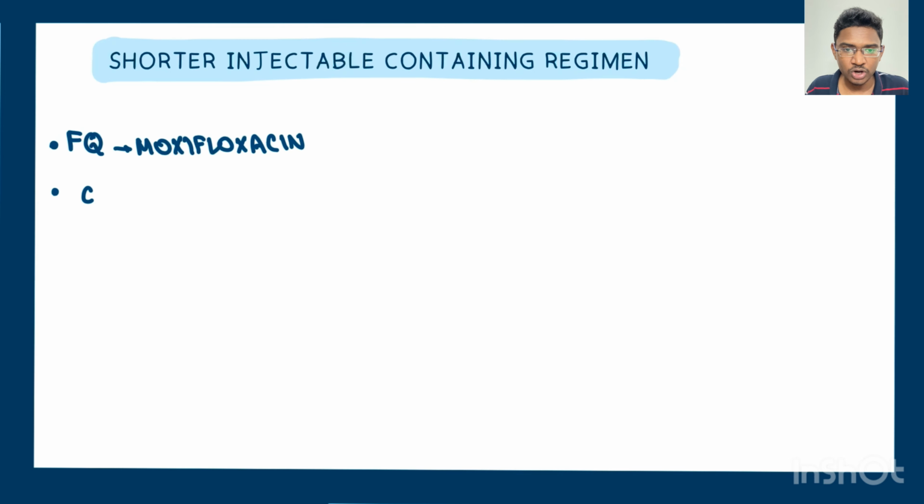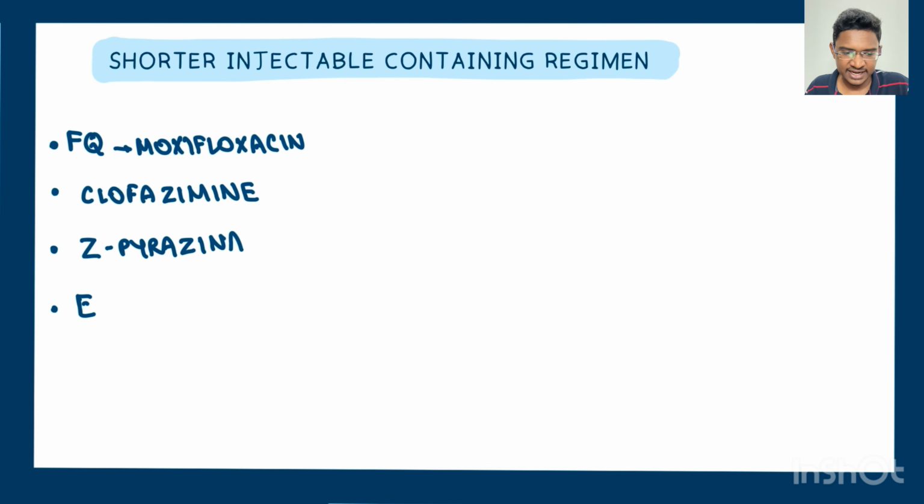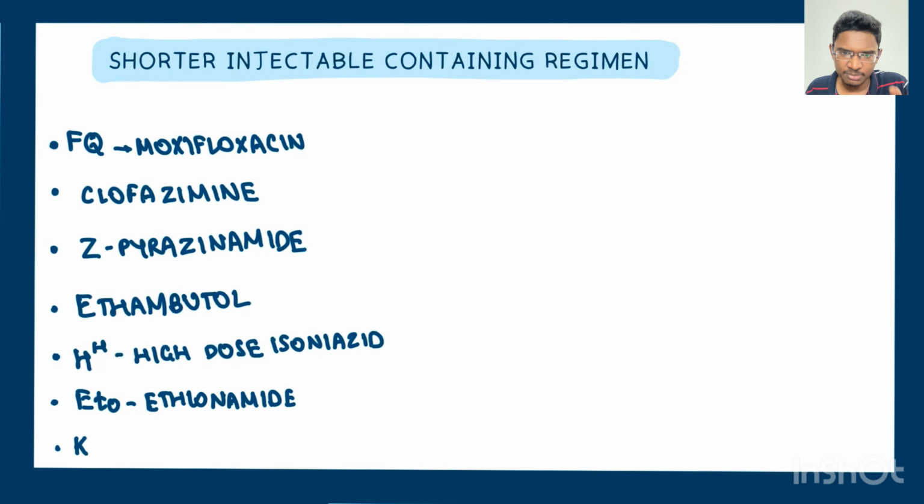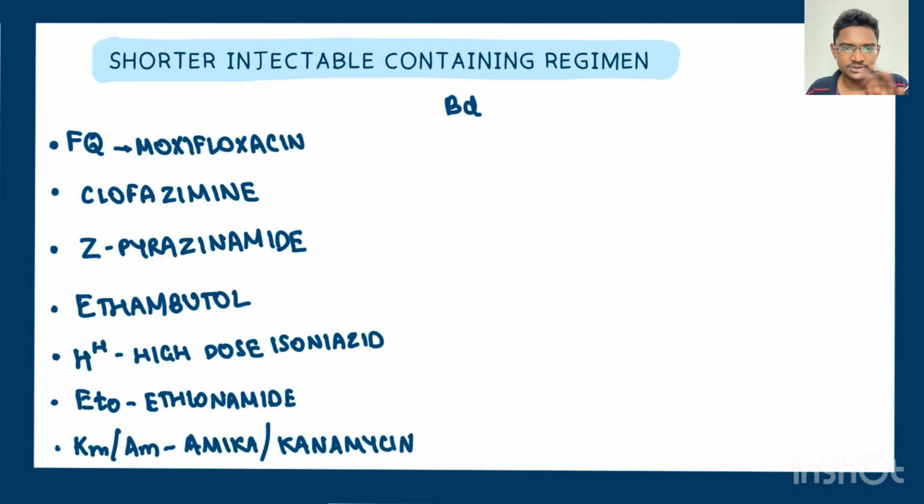Next is fluoroquinolone. We are giving the most potent fluoroquinolone, moxifloxacin, since bedaquiline is not available. Next is clofazimine. Next is pyrazinamide, ethambutol, high-dose isoniazid, and ethionamide. These are the same 4 drugs which we use in the shorter oral bedaquiline regimen. Since it is an injectable regimen, the injectable is amikacin or kanamycin. The indications are the same: MDR or rifampicin-resistant TB only, sensitive to fluoroquinolone, and the patient should be aminoglycoside sensitive. So only here can you use this regimen.